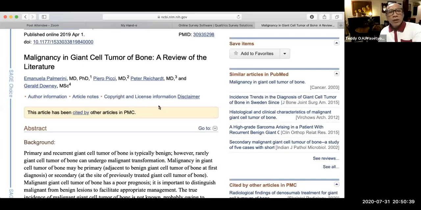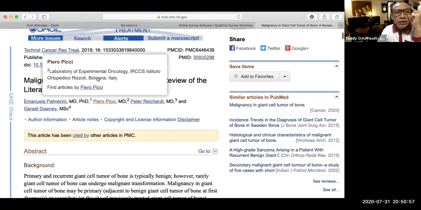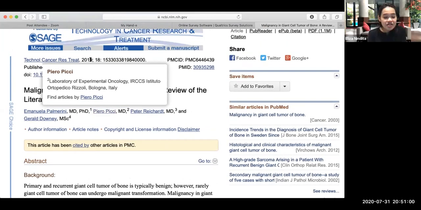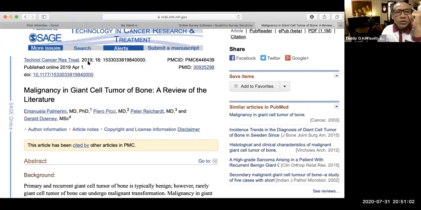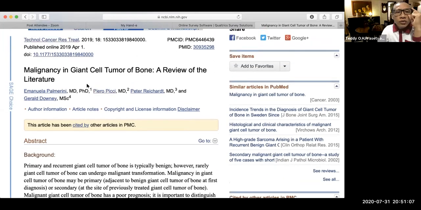All right. Now I would like to share with you what you may find in the literature about malignancy in giant cell tumor of the bone. So it is important to realize that you are not dealing with a simple benign lesion when you are dealing with GCT in the bone. This is a review of the literature from 2019, which is quite recent. So it is important to realize this.